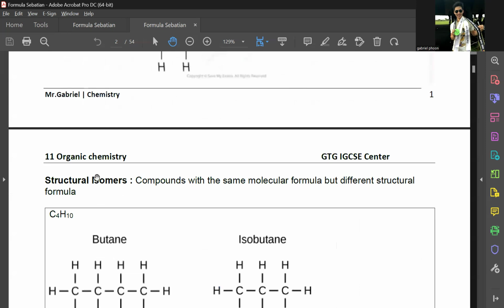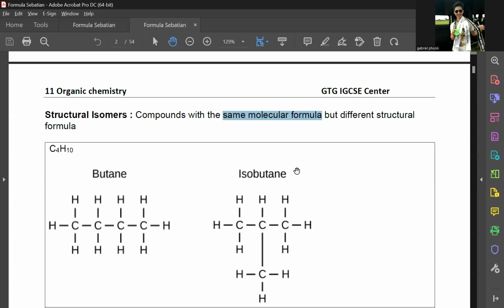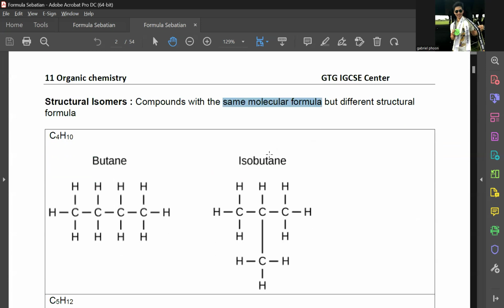After that, we also learned about the understanding of what an isomer is, guys. In your exam, this question actually comes up a lot. You have to know that they have the same molecular formula. This is a keyword, by the way. For isomers, they have the same molecular formula, right? Compounds that have the same molecular formula but different structural formulas, guys.